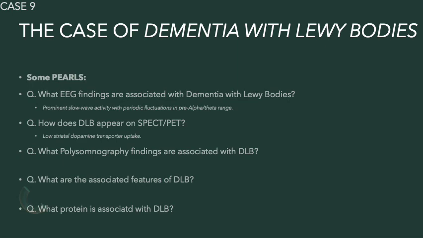What polysomnography findings are associated with DLB? REM sleep without atonia. What are the associated features of DLB? Frequent falls, syncope, autonomic dysfunction, hypersomnia, and hyposomnia. What protein is associated with DLB? TDP43.